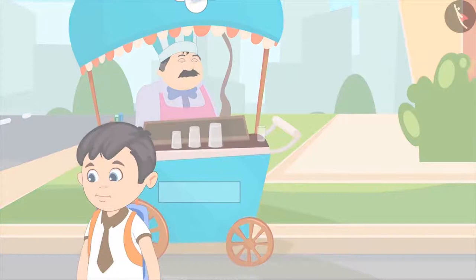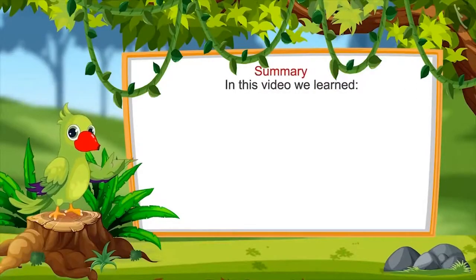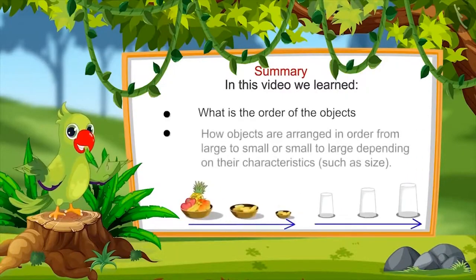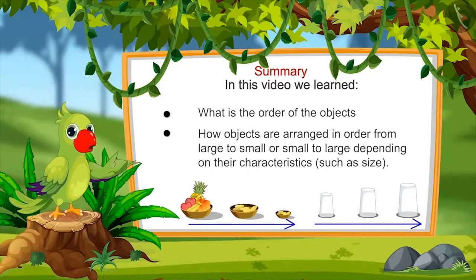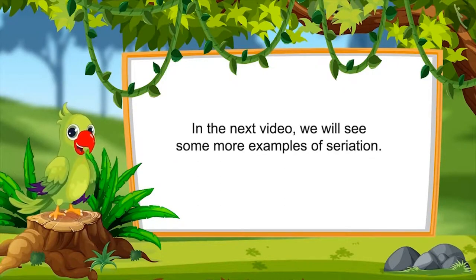So children, that is all for today. In this video, we have learned what is the order of objects, how objects are arranged in order from largest to smallest or smallest to largest depending on their characteristics. And this process of arranging objects in order is called seriation.